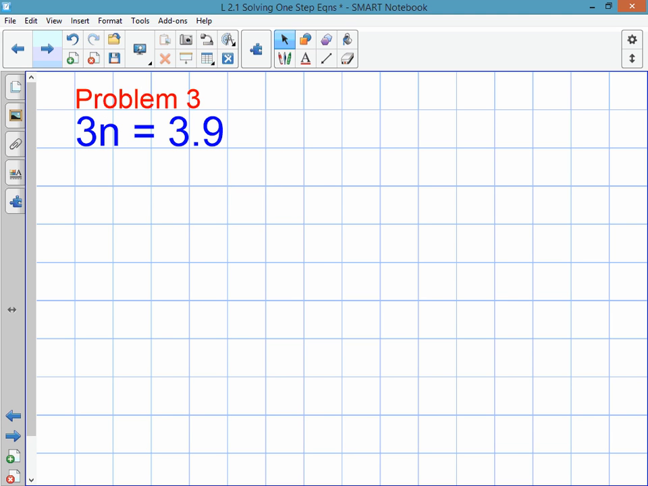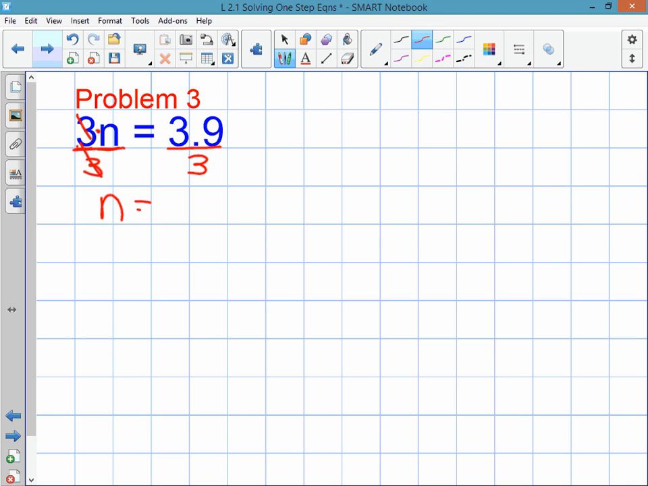Problem 3 is an example of multiplication. The 3 and the n are being multiplied. And so to get rid of a multiplication, or do the opposite of multiplication, you would divide both sides by 3. Because this 3 and this 3 cancel, you get n. What you do to one side, you do to the other side. 3.9 divided by 3 is 1.3.